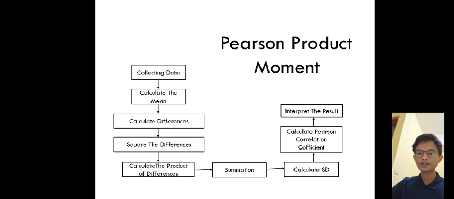and then the next step is summations. Sum up the squared differences and the product of differences, and then calculate the standard deviation. We should calculate the standard deviation for each variable, and then the next step is to calculate the Pearson correlation coefficient. Later on I will explain the formula, and then interpret the result.